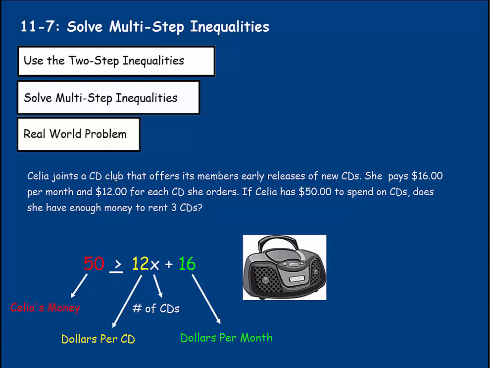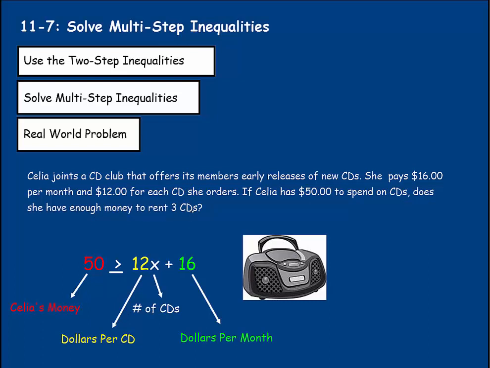Celia joins a CD club that offers its members early releases of new CDs. She pays $16 per month and $12 for each CD she orders. If Celia has $50 to spend on CDs, does she have enough money to rent 3 CDs?